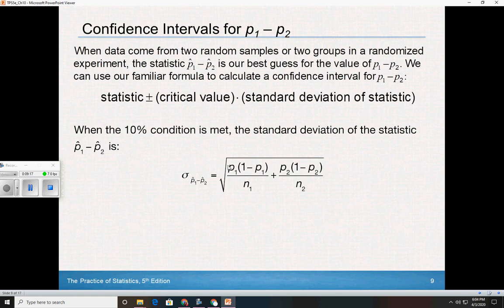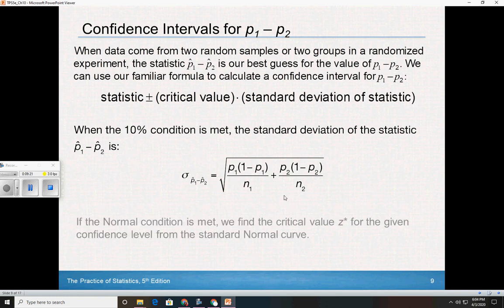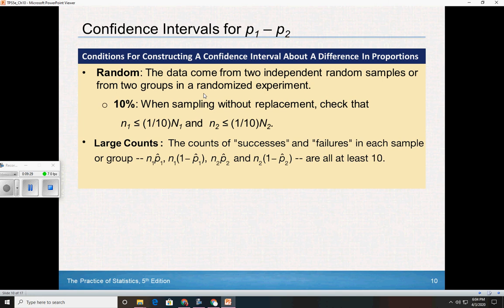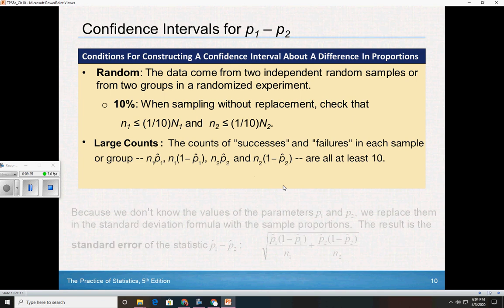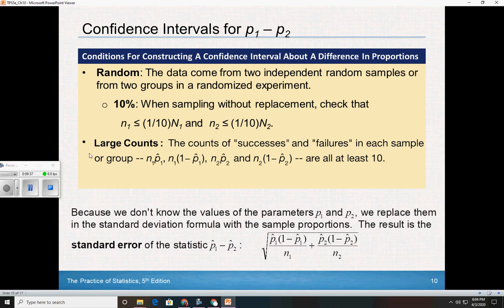So when the 10% condition is met, we can use that formula for standard deviation. And if the normal condition is met, then we can use a z-star to get that critical value. Here that is written down another way. That's the same information.